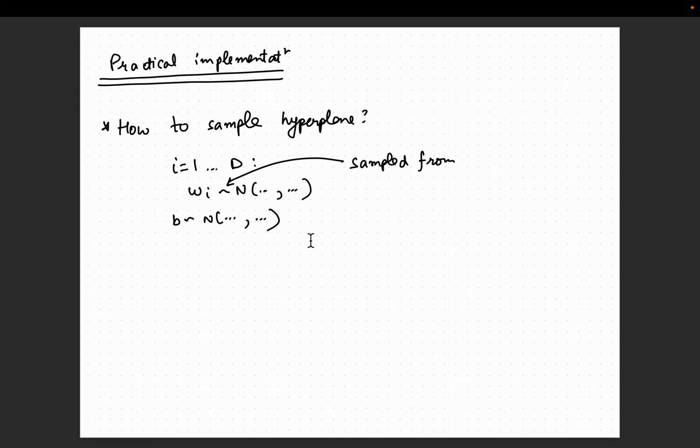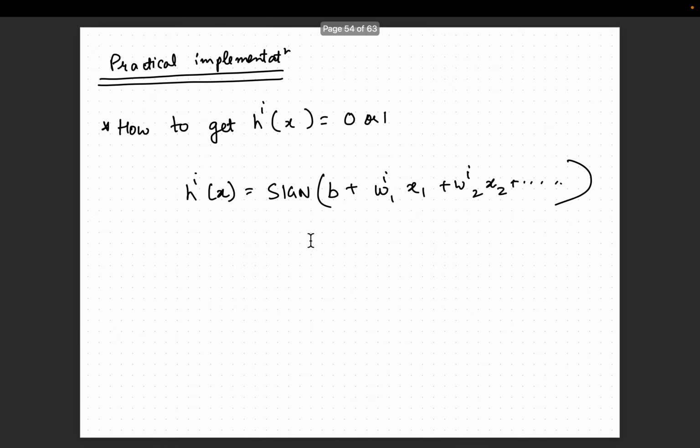So you randomly get these values, w's and b's, and then you get an equation of a hyperplane. And when we want to get the hash code or the bit corresponding to a particular hyperplane, all I need to do is calculate summation wi xi plus b for a particular x vector and find out the sign. If it is a positive number, I assign a 1. If it is a negative number, my output is a 0.